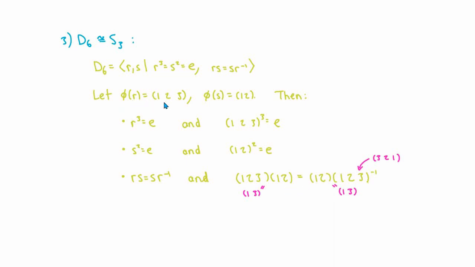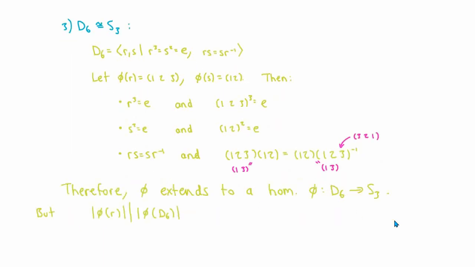Now since phi of R and phi of S satisfy all of the relations determined by this presentation, I can conclude from property 8b that phi extends to a homomorphism from D6 to S3. But now think about the fact that the order of phi of R has to divide the order of the image of D6. Since the order of phi of R is equal to 3, that means that the order of the image of this map has to be divisible by 3.